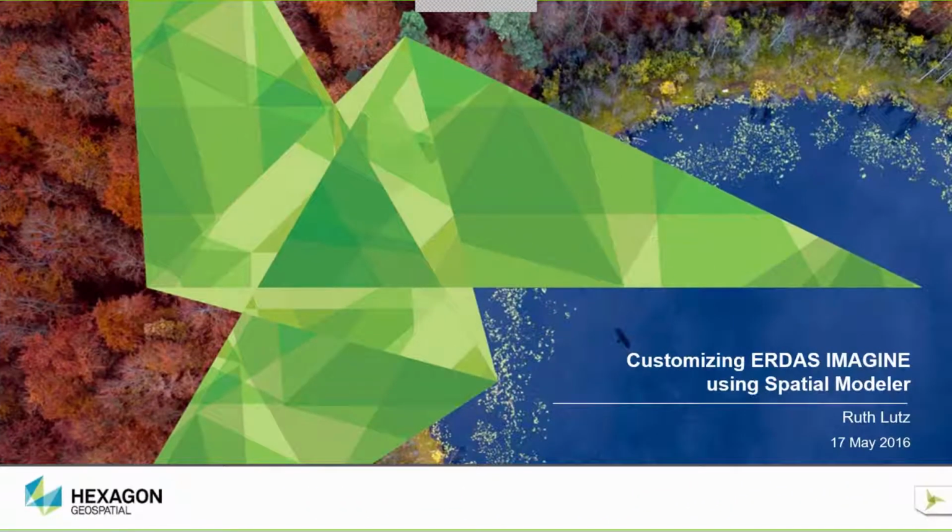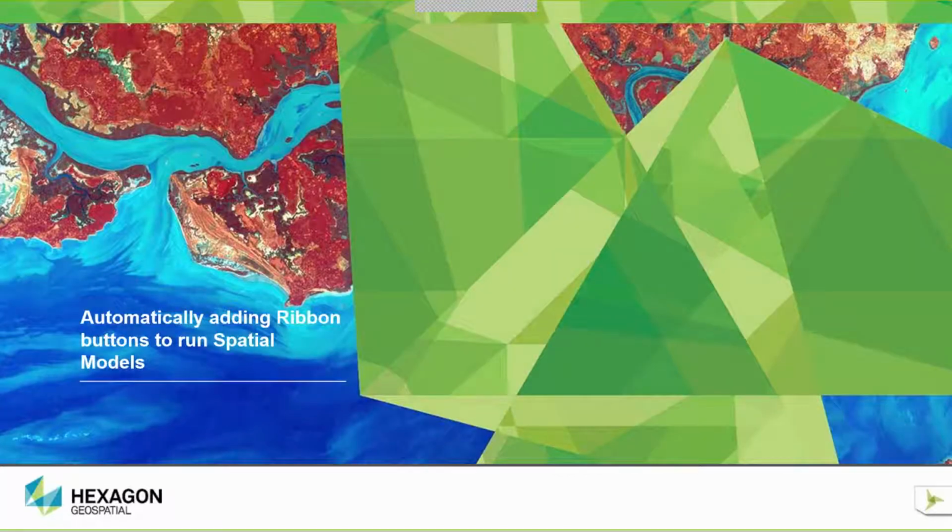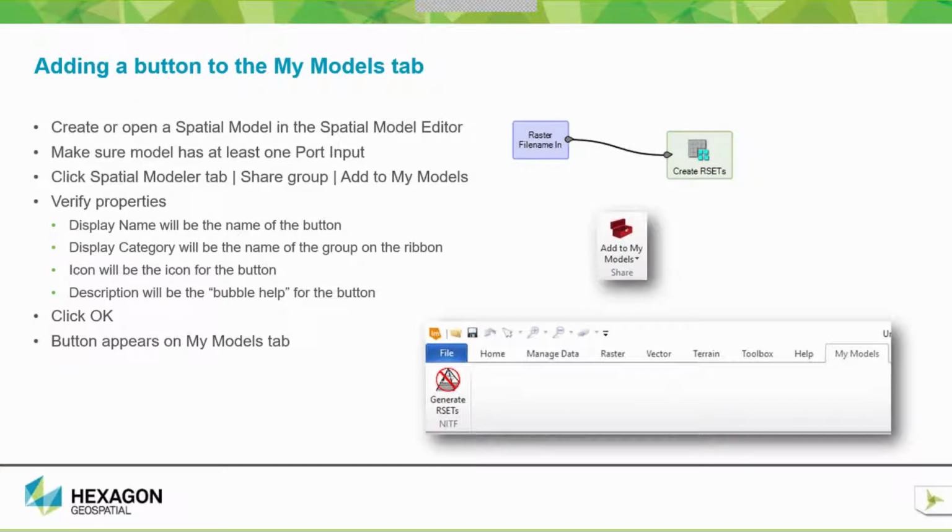We've talked today about a lot of the new things that we've put into Spatial Modeler, but we also want to give you a little bit of information about what you or your customers can do to make Imagine theirs, to customize it and make it meet their needs. We're going to start with one of the things that is really easy for a user to do, and that's to automatically add a button to run a process to My Models tab.